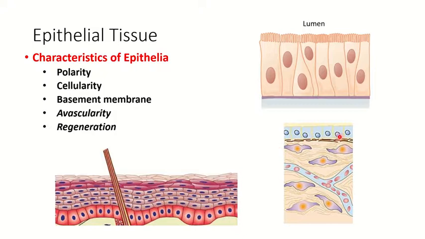And this can be one layer. If it is one layer, again, you can see this is the basement membrane here, and the epithelial tissue does not have any blood vessels. This is connective tissue, and you can see the blood vessels through the connective tissue.